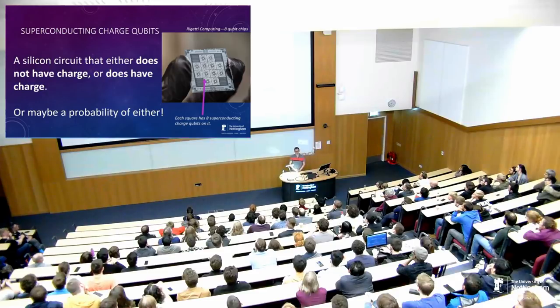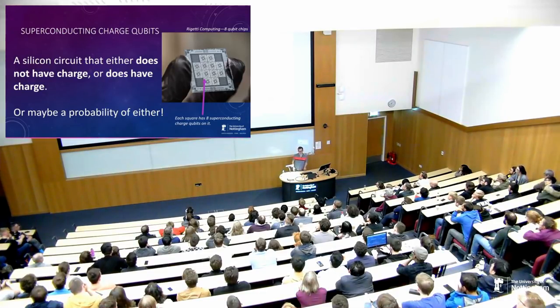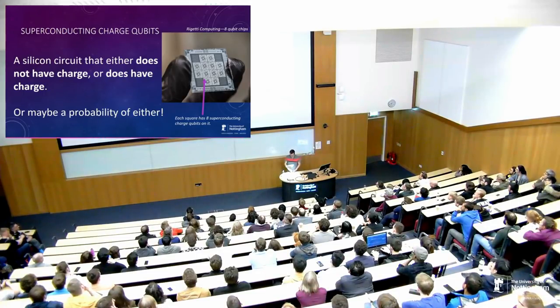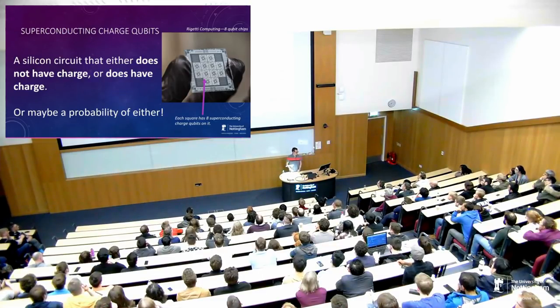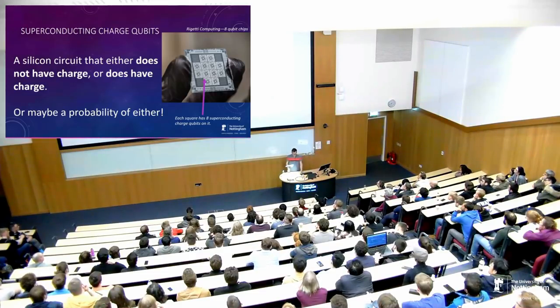So the main point is that these little circuits either have a charge or they don't have a charge, or they possibly do with a certain probability. And that makes them perfectly viable qubits. But what's more interesting is that they're made out of silicon, using more or less the same manufacturing techniques that we use to build any other kind of chip. It's amazing that, to me, a quantum computer is something that you can just hold in the palm of your hand.